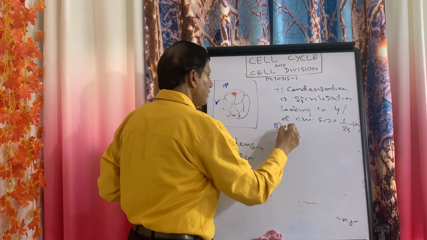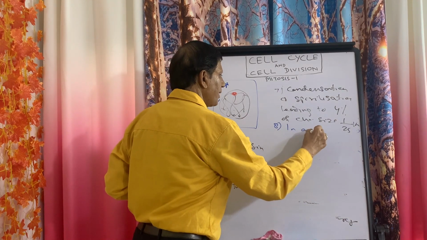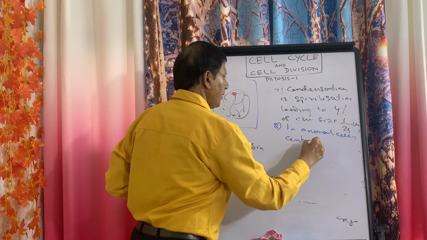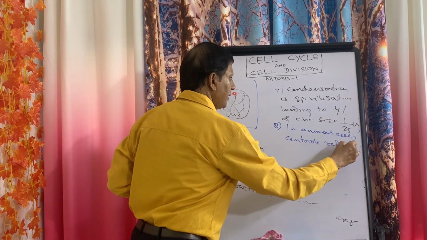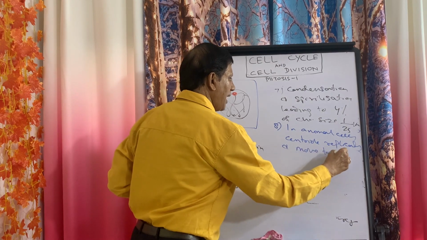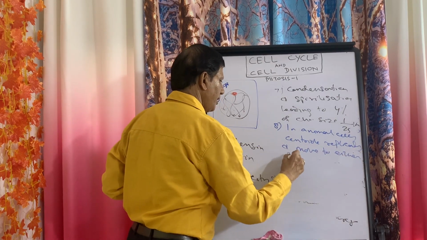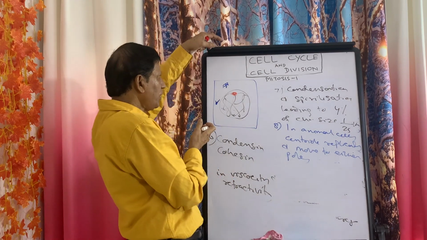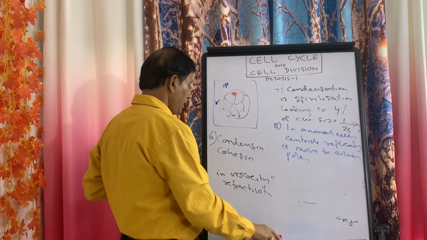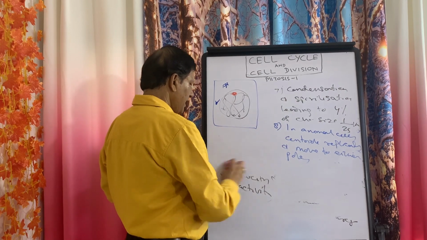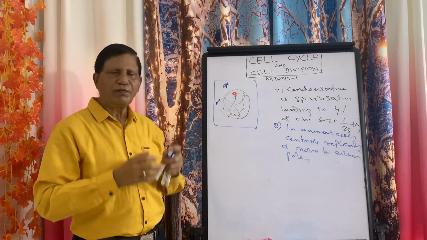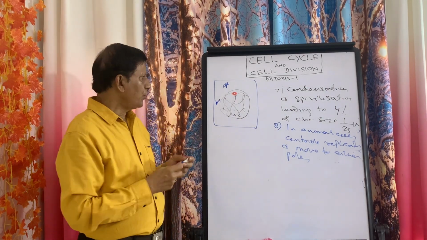So the next point is, in animal cells, centriole replicates and moves to either pole. Now what is the function of these centrioles? Their main function is that they give rise to spindle fibers.